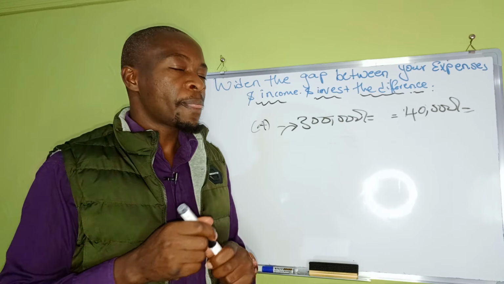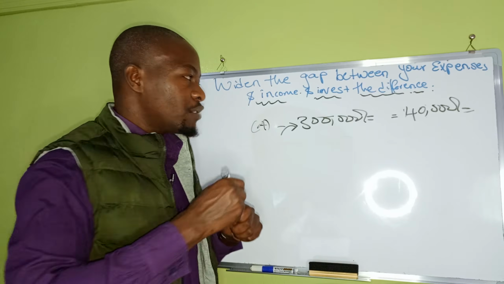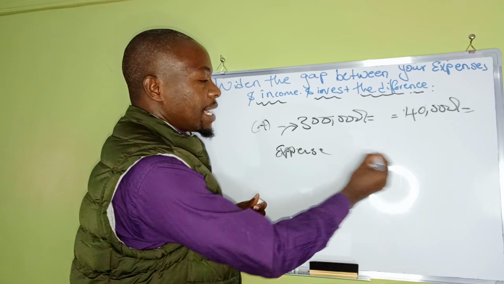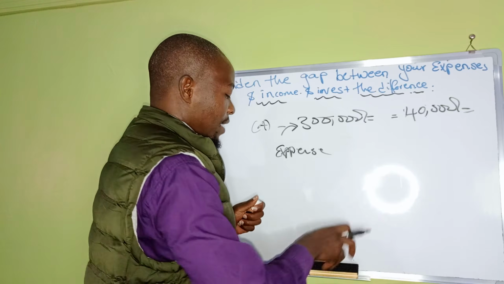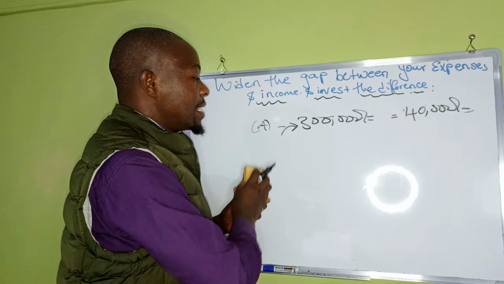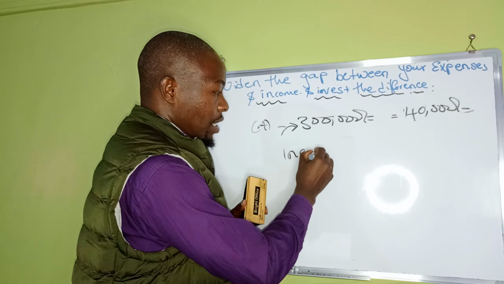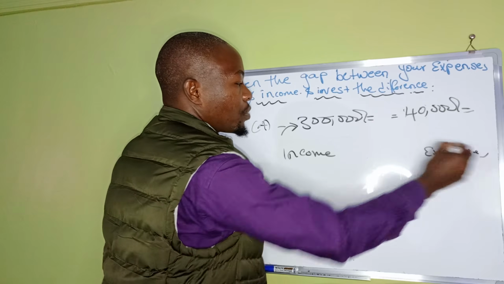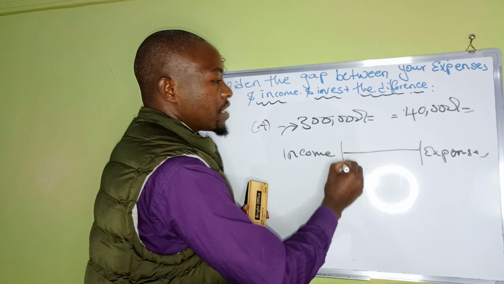So what's my point? My point is this: widen the difference. Let's start with this end and say, this is your income. And the other side, this is your expenses. What you're supposed to do is provide a big difference between the two.